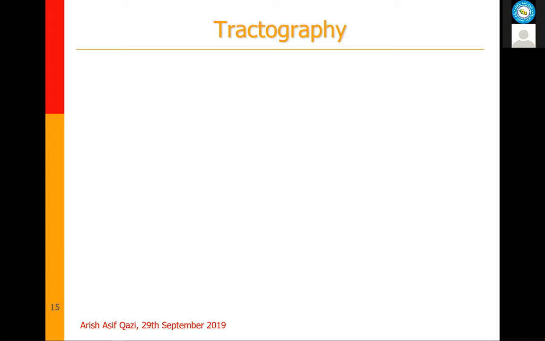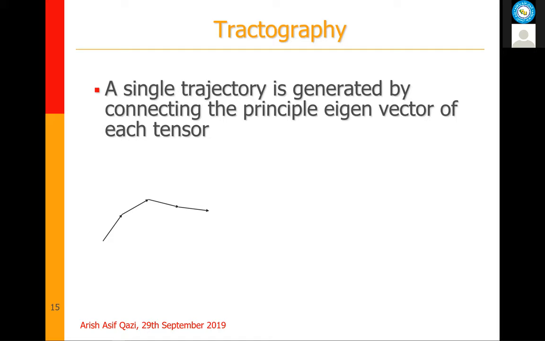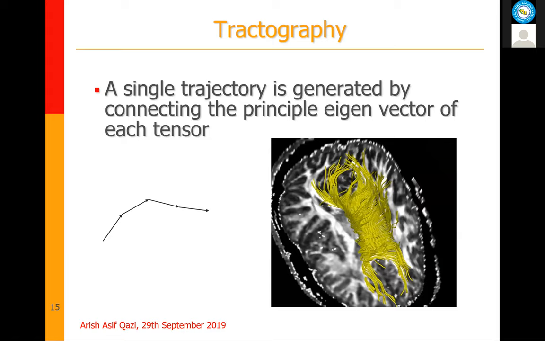So a single trajectory through the brain is generated by connecting the principal eigenvector of each tensor. This technique is called tractography. What you're essentially doing is imagining that your principal eigenvector is like a vector field, and you trace the path of a particle in that field. The generated tract is a curve tangent to that field.